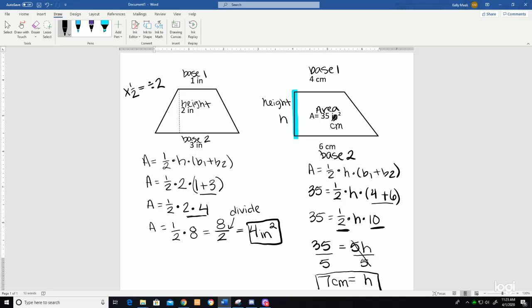I hope that these examples have helped you. Area of trapezoids can be a little tricky because you have that adding and that multiplying in there together, but please watch this video over and over again until you get it, and I will talk to y'all later.